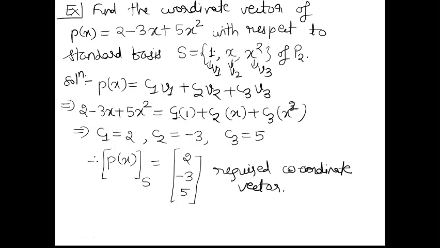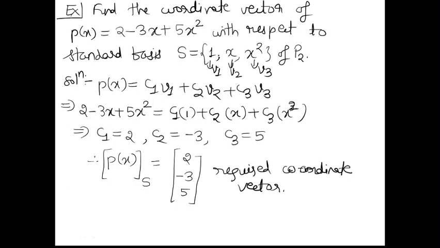So, remember first we will get the coefficient of the constant term, that is C1. Then we'll get the coefficient of x, which will be C2. Then the coefficient of x square will be what? C3 here. So in that order only we will have to write the coefficients 2, minus 3 and 5.